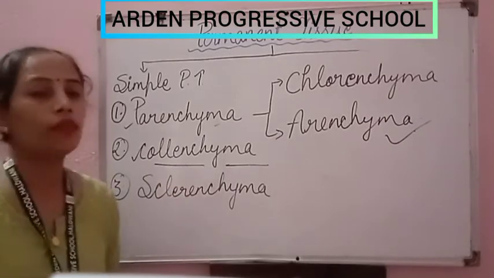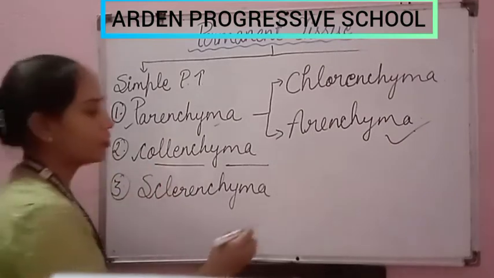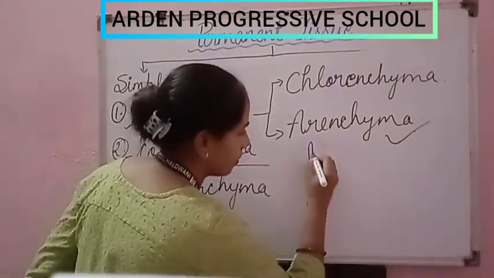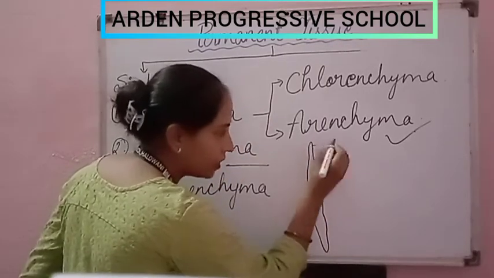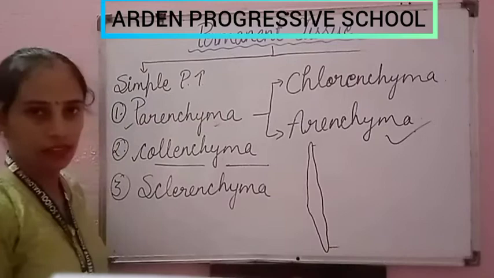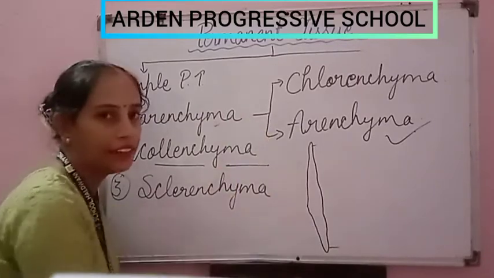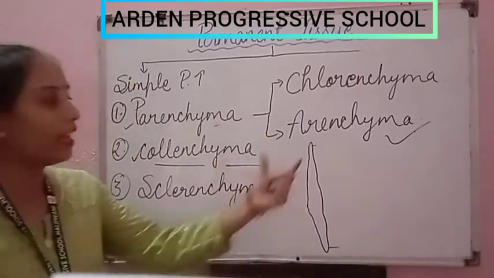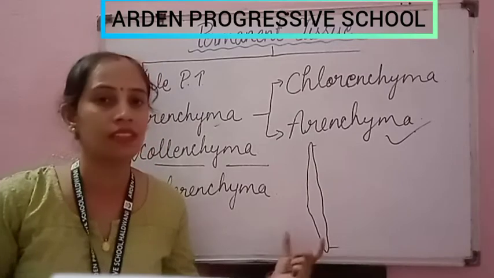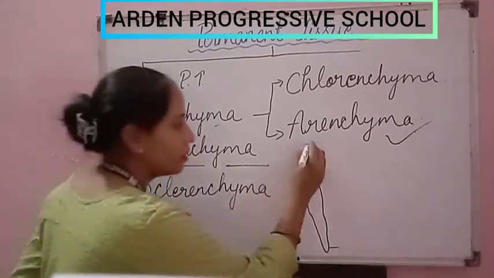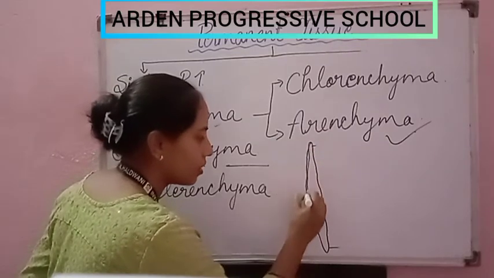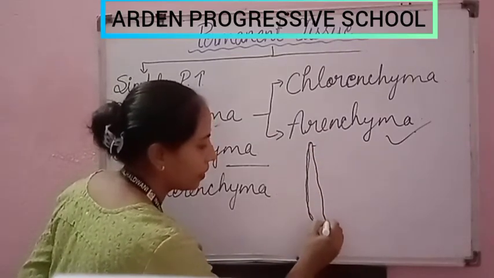The structure of the sclerenchyma tissue is like this. The cells are long and they have pointed ends. They are long and narrow, as they are thick walled due to the presence of lignin. So this is the structure of the sclerenchymatous tissue.